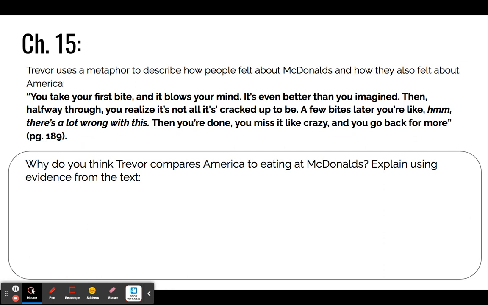Chapter 15, after reading that, or at least the first part, Trevor uses a metaphor to describe how people felt about McDonald's and also how they felt about America. You take your first bite and it blows your mind. It's even better than you imagined. Then halfway through, you realize it's not all it's cracked up to be. A few bites later, you're like, there's a lot wrong with this. Then you're done, you miss it like crazy, and you go back for more.